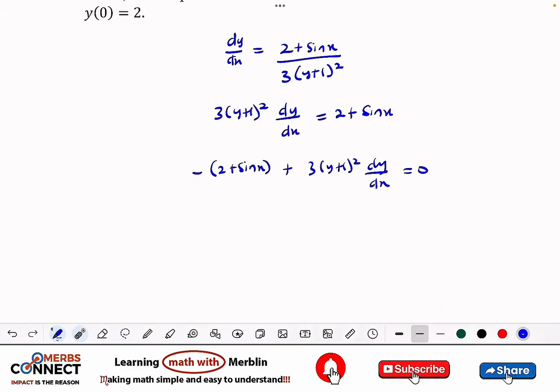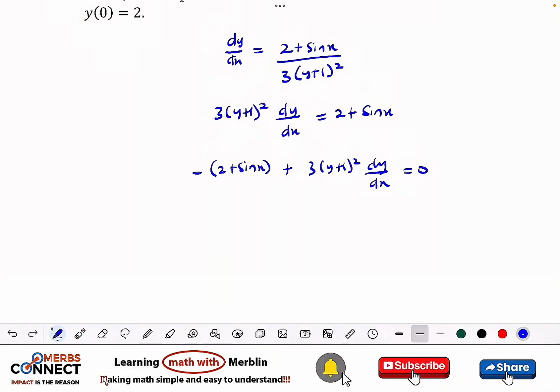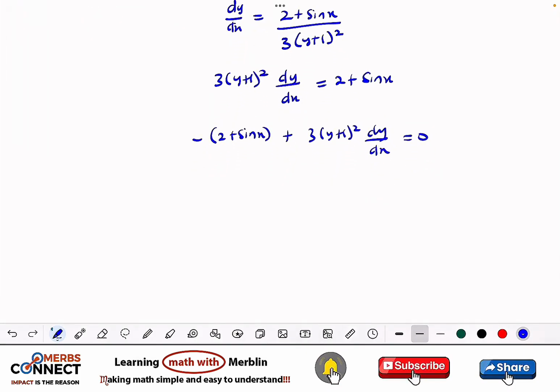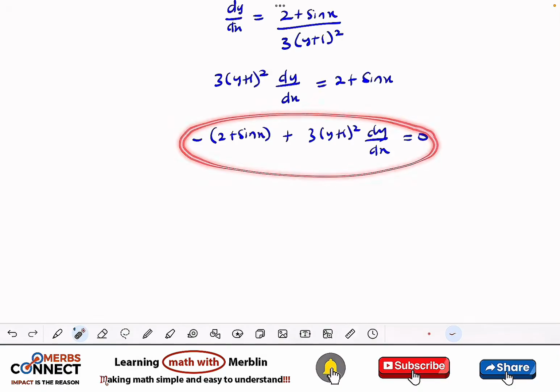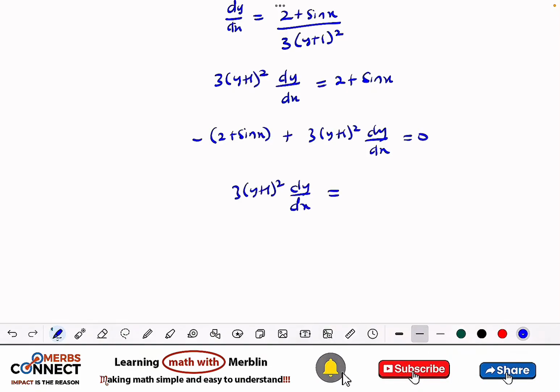So let's enjoy. Since now we have it in this form, we can write it in a way that we can do the integration. I'm just going back to this stage because I needed to show that it is separable. But if I don't need to show that it's separable, then I just need to move this one to the right. So (3y plus 1) squared dy over dx is equal to 2 plus sine x.